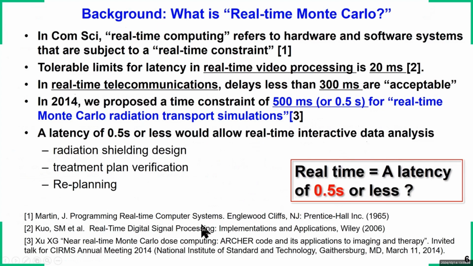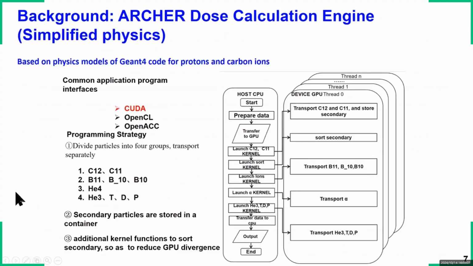transport simulations. Perhaps a latency of half a second or even less would allow us to perform interactive data analysis for radiation shielding design, for cancer treatment plan verification, and for radiotherapy replanning. So the question becomes, is real-time Monte Carlo of 0.5 seconds feasible? Of course, we're going to have to simplify the radiological physics.